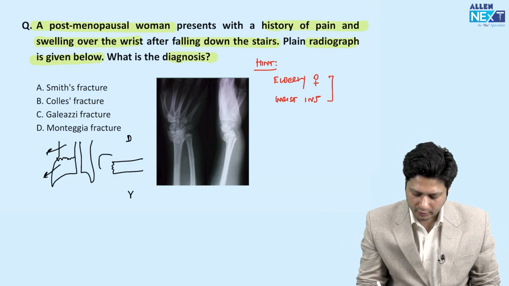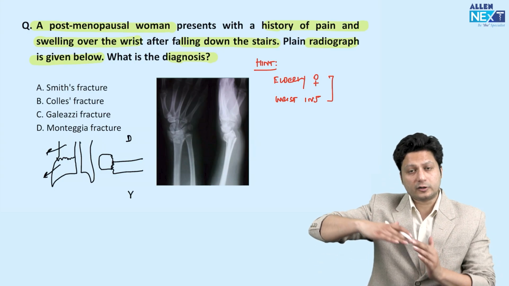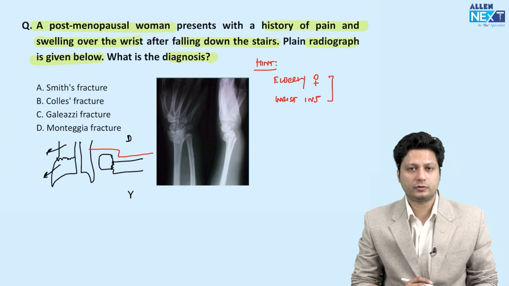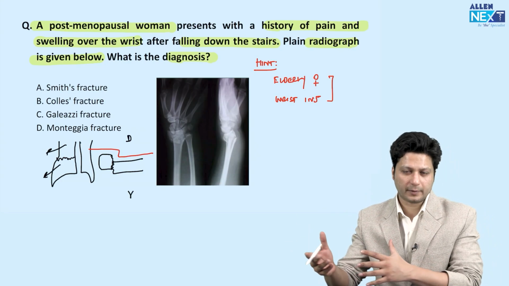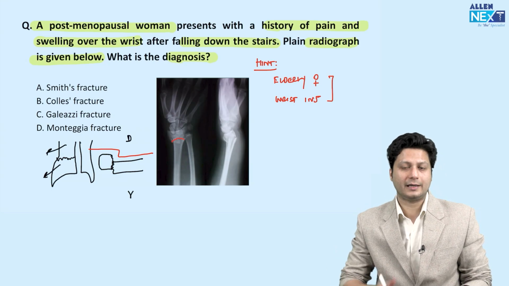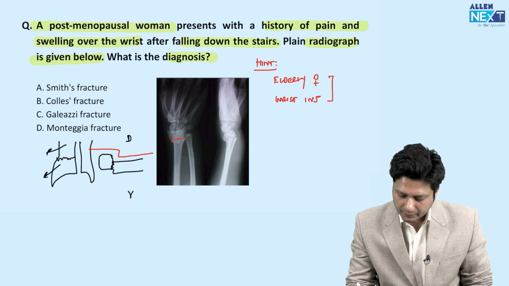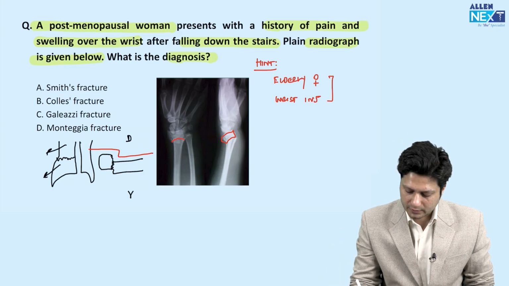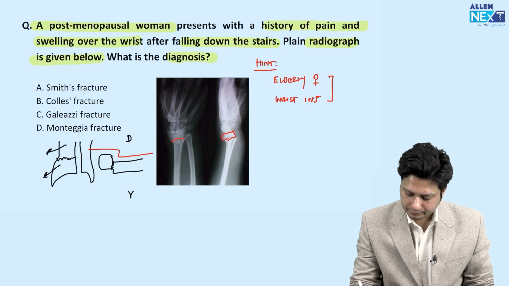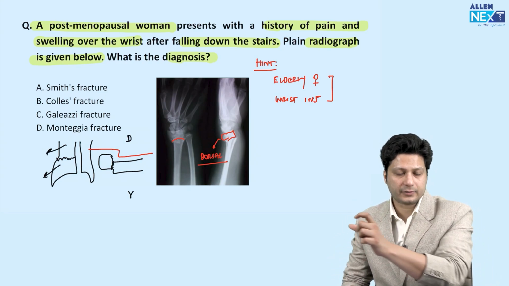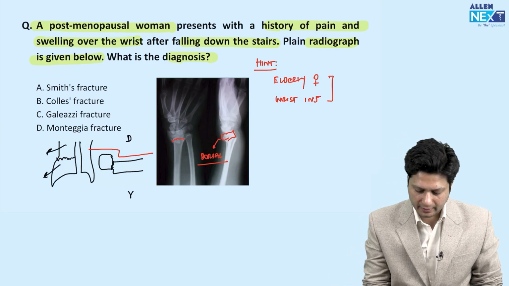So, the distal end is going to be tilted, shifted or displaced dorsally, which will give it the appearance of a dinner fork. That is why it is also called dinner fork deformity. So, on the X-ray, what you can very clearly see is a fracture at the cortico-cancellous junction in the distal end of the radius. In the lateral view, the distal end of the radius is dorsally displaced. It is tilted dorsally, and this dorsal tilting is what identifies this fracture as a Colles fracture. So, the answer for this question is straight away Colles fracture.